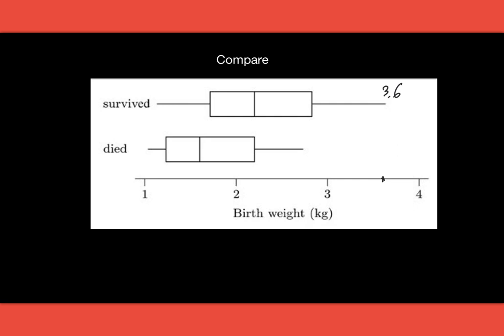The minimum appears to be about 1.1 or 1.2. So the range, maximum minus minimum, is about 2.5. Then you look at the other one and find its range. The other one goes from about 1 to 2.7, for a range of 1.7. So you can clearly see that 2.5 is greater than 1.7. The range of the survived is more than the died.